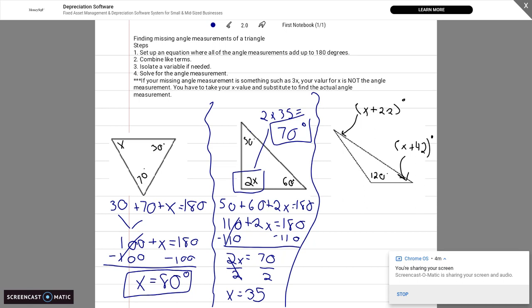So let's get started. Process does not change. So 120 plus. So you're going to write the whole quantity. So I'm going to look at the first angle on top, and I'm going to do x plus 22. And then I'm going to add x plus 42. And this also equals 180. That doesn't change. So we can combine some things here. I can combine both of these x's to 2x. And I can combine all of the constants, 120, 22, and 42 to 184.